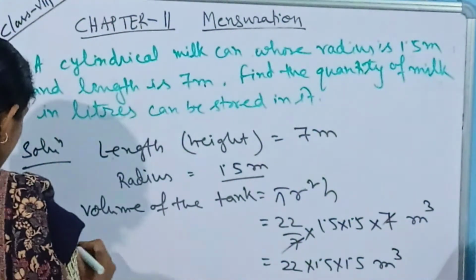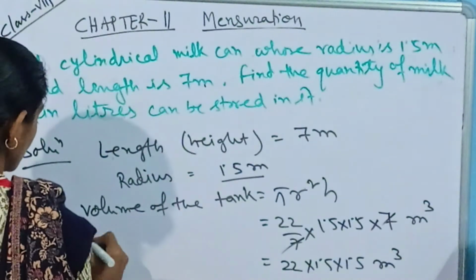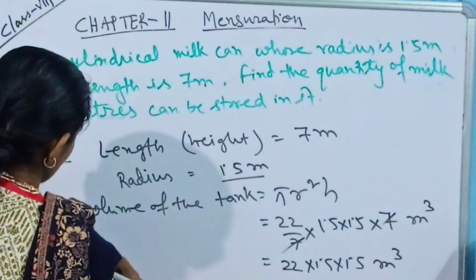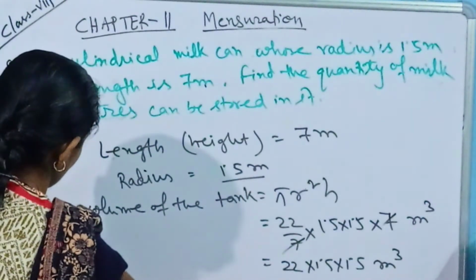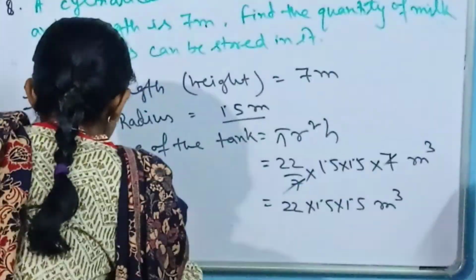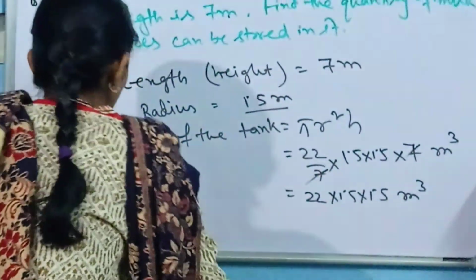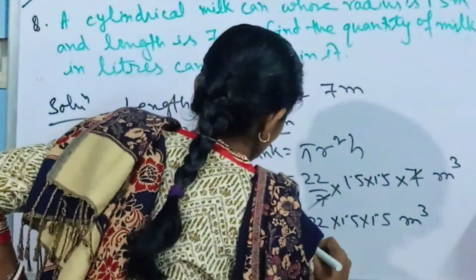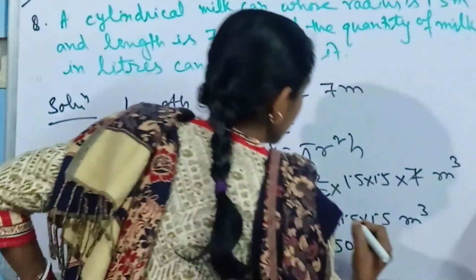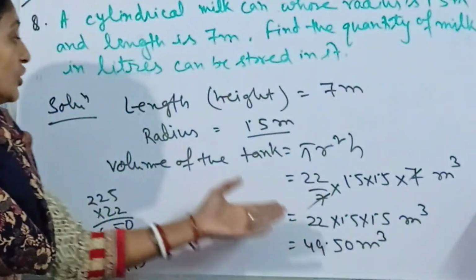Okay, so let's multiply this. It is equal to 225 into 22. So we are getting 4950, so that is equal to 49.50 meter cube. This is the volume of the can.